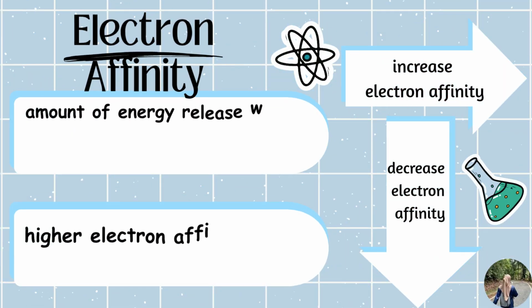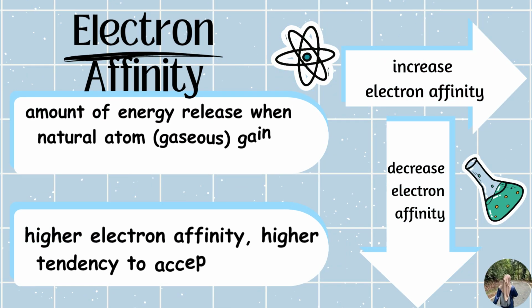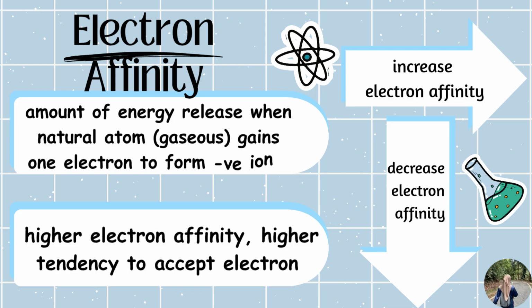Electron affinity is the amount of energy released when a neutral gaseous atom gains an electron to form a negative ion. Atoms with higher electron affinity have a greater tendency to accept electrons. Electron affinity generally increases across a period due to stronger nuclear attraction and decreases down a group as the outer electrons are further from the nucleus.